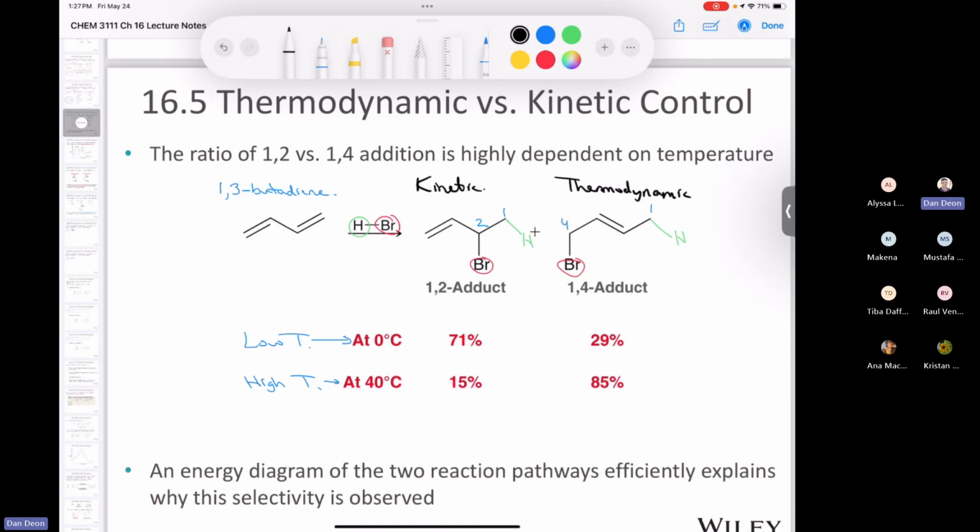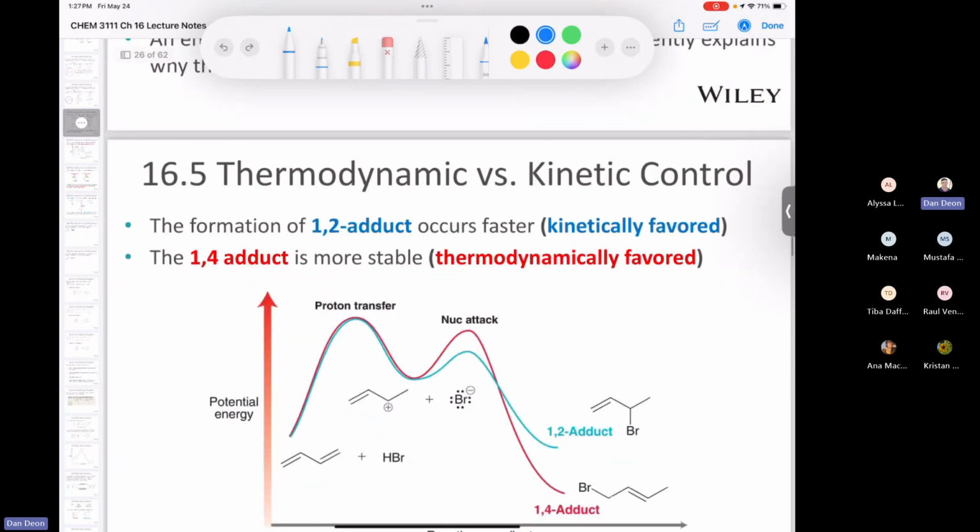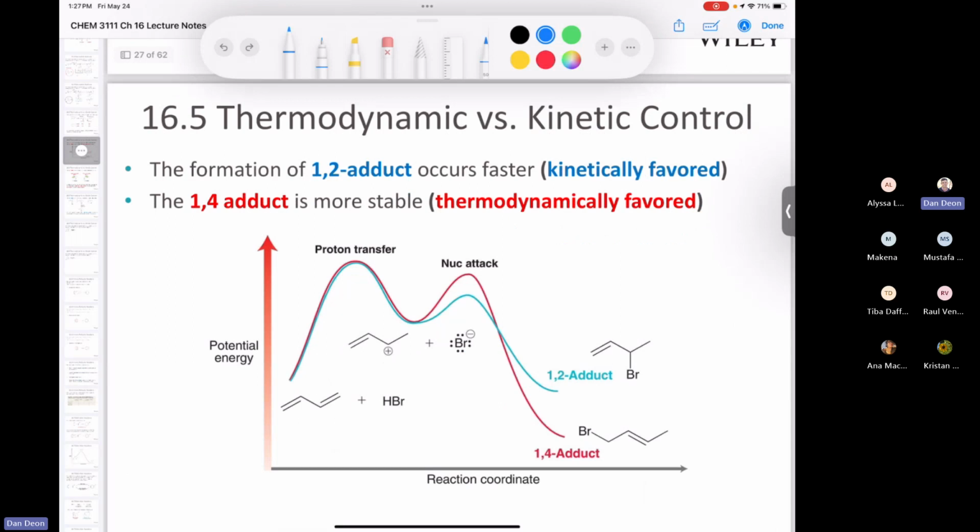Well, hopefully you can see that the 1,4 adduct is the most stable product because the alkene is disubstituted, right? It's attached to this carbon and this carbon. So it is disubstituted, whereas the alkene in the kinetic product is only monosubstituted. It's only attached to one carbon. So that will help you a little bit in thermodynamics, and I'll explain kinetics in just a second after we look at this reaction coordinate diagram.